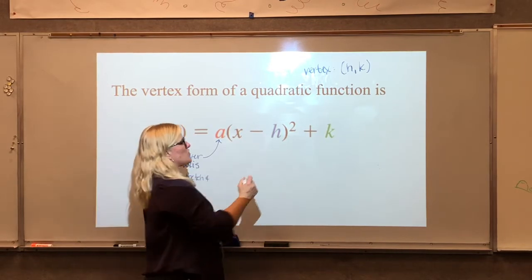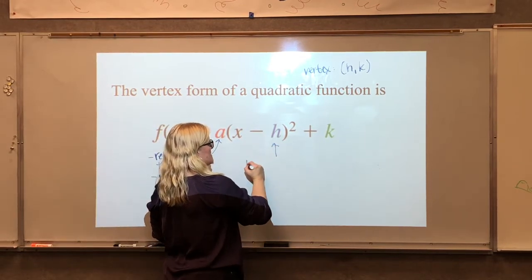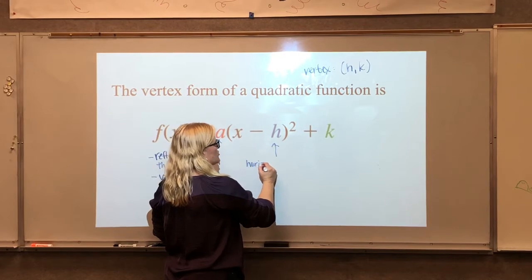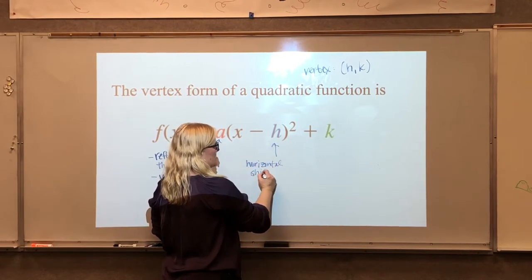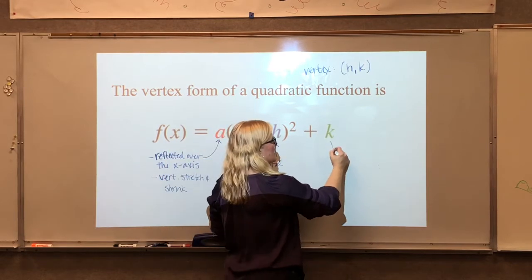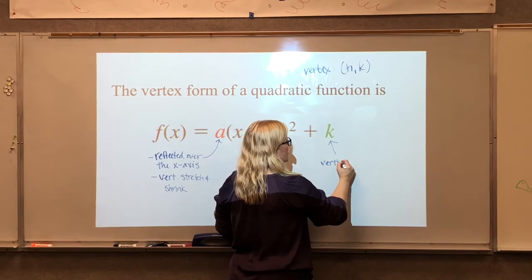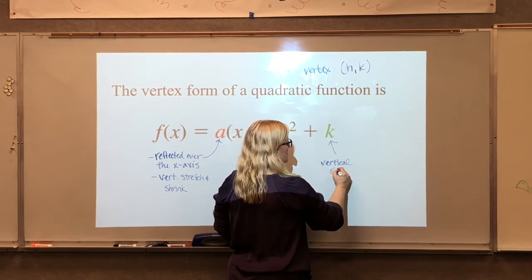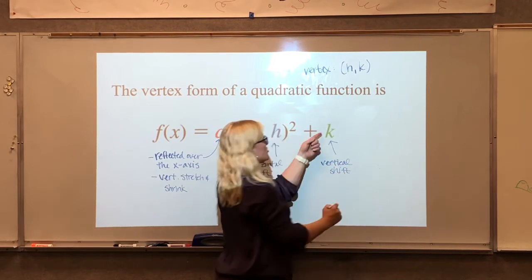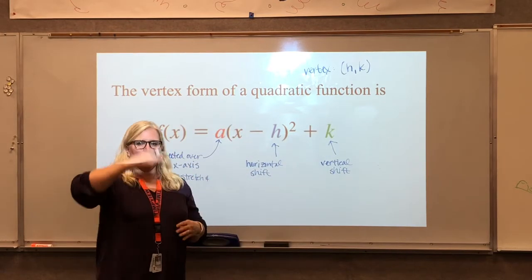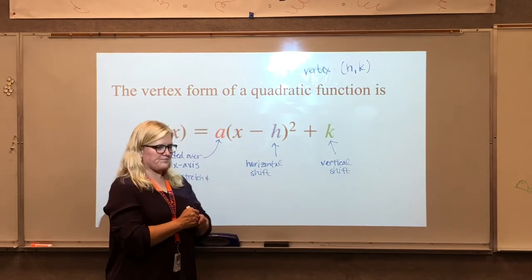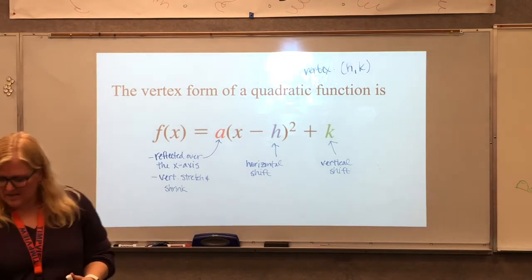Okay, the h, remember, h for horizontal, this tells us the horizontal translation. I just like to say horizontal shift. And then lastly, this k tells us the vertical shift. So this little straggler on the end is what moves it up and down, okay? All right.